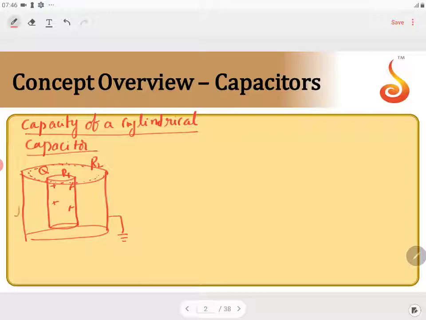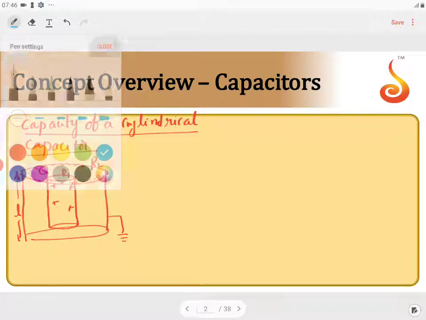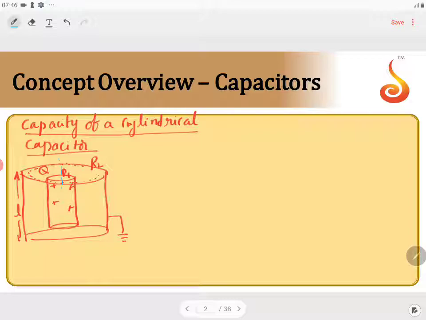They will have the same length. And this will be the axis, the common axis. So they are coaxial cylinders.